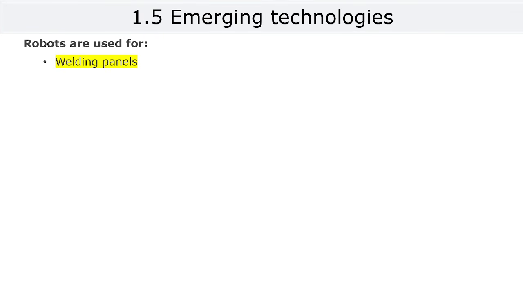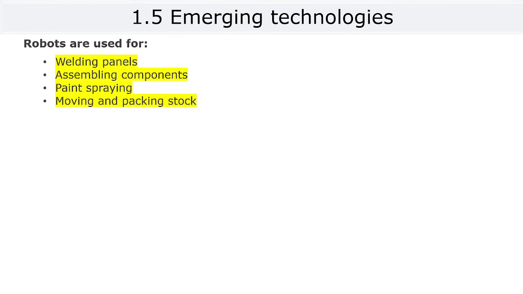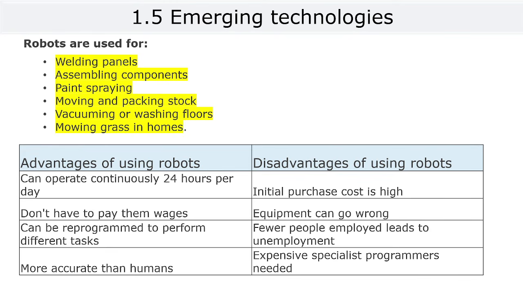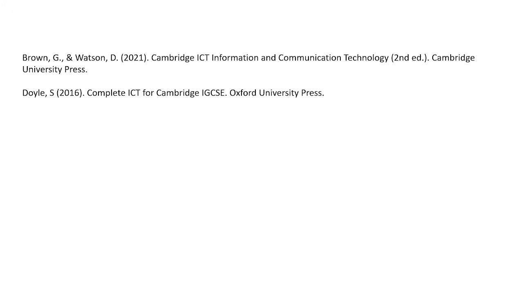Last on the emerging technologies, we have robots. Robots are used for welding, assembling components, painting, spraying, moving and packing. They're also used for vacuuming and washing floors, and mowing grass in houses. Then we have some advantages of using robots. They can operate for 24 hours. They don't get tired. So that brings us to the end.